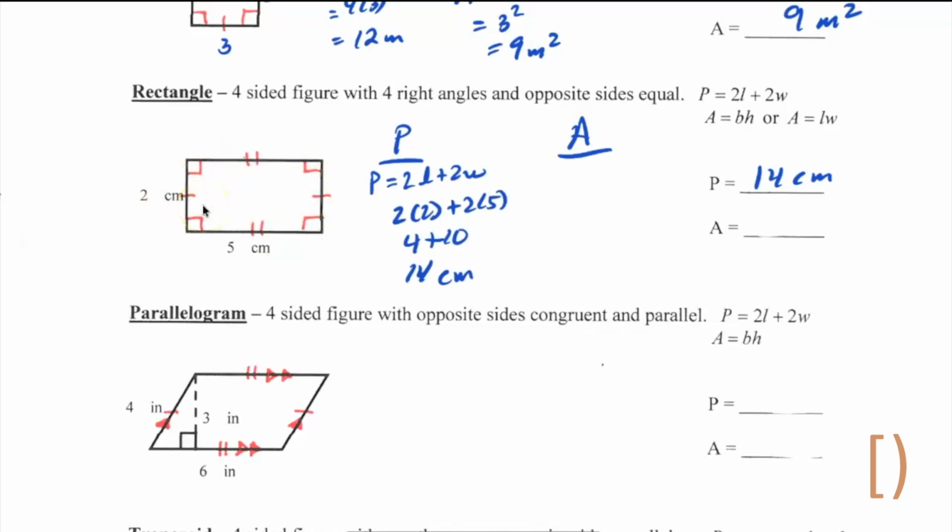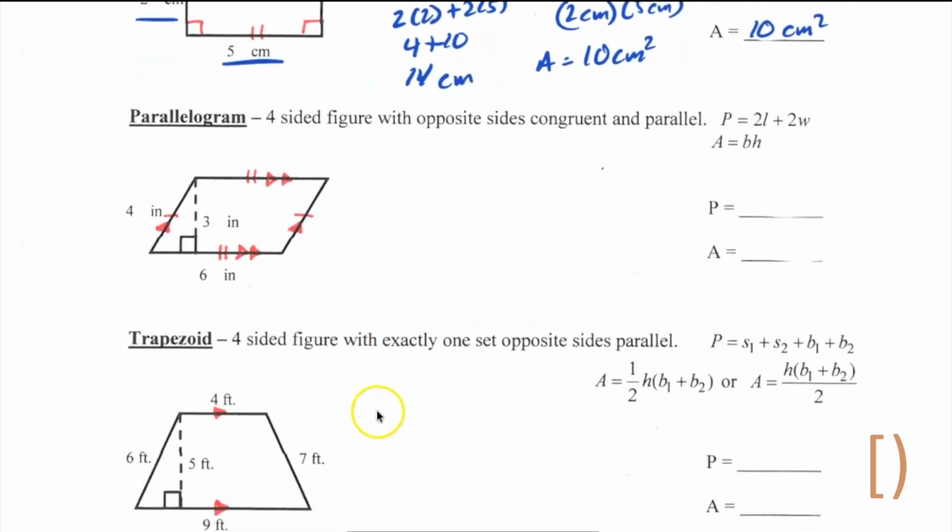Area of any parallelogram, it's base times height or length times width. So we're going to do the same thing here. So area is just going to be, let's say, length times width. It doesn't matter which one's which, but we have 2 centimeters times 5 centimeters, which gets us 10 centimeters squared. That's our area.